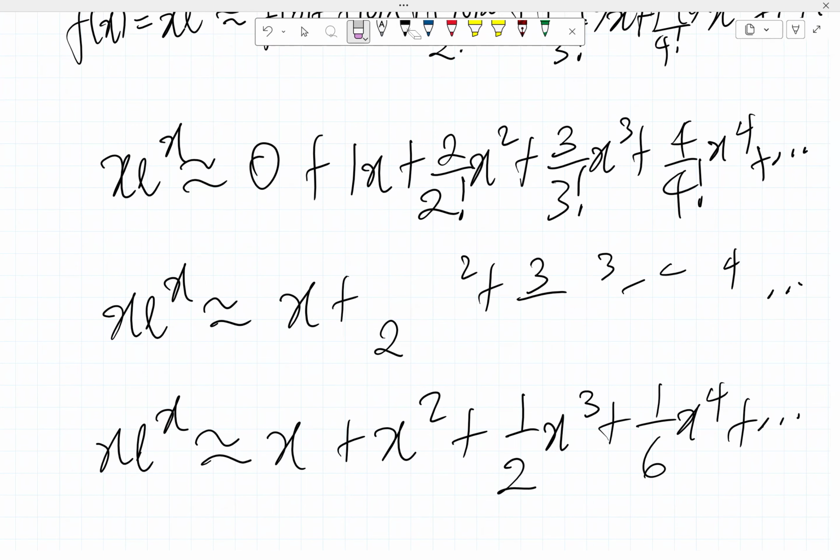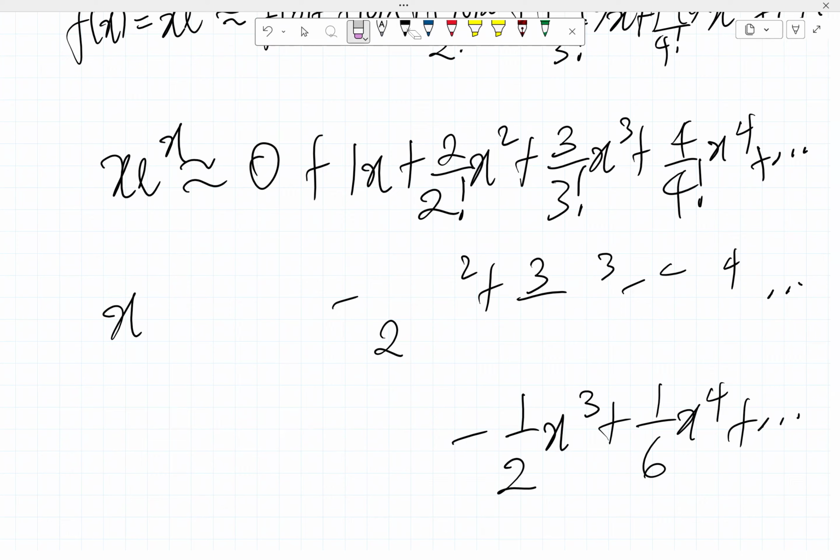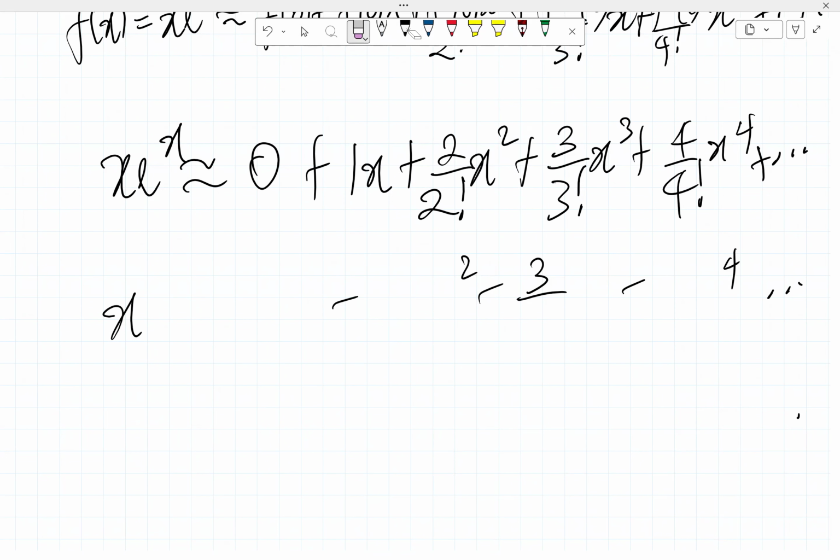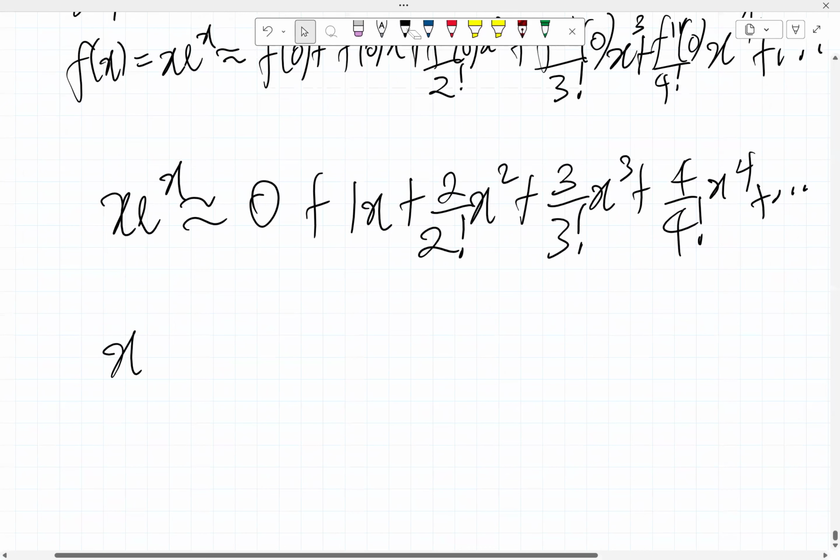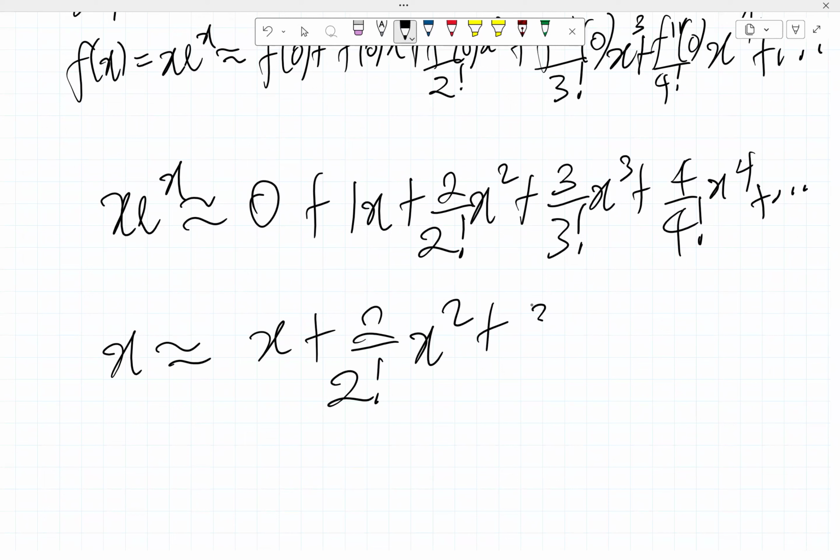So let me remove this. We could leave it like this, right? But I want to be able to write a general expression for it. That can help us to find the radius of convergence if we need to. So this is not wrong, but I want to be able to write the general expression. So this looks like I can generalize better like this. So we have x plus 2 over 2 factorial x squared plus 3 over 3 factorial x cubed plus 4 over 4 factorial x raised to power 4.